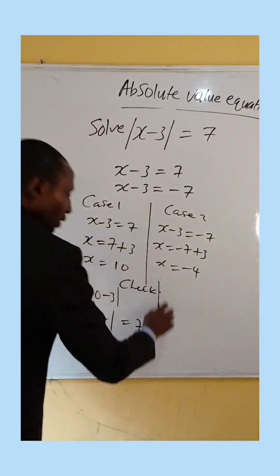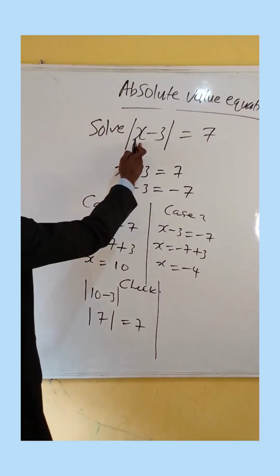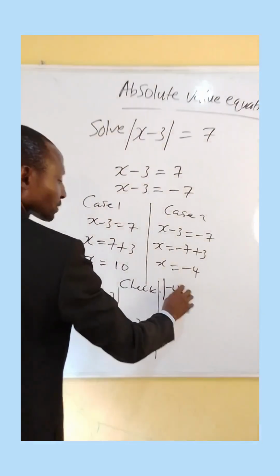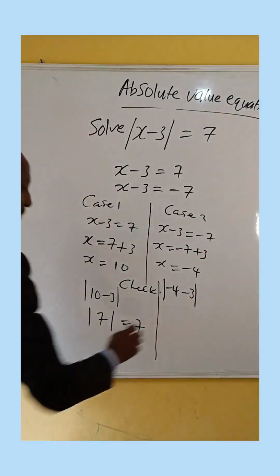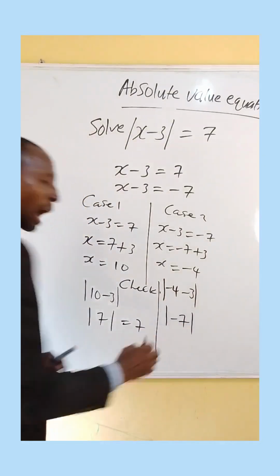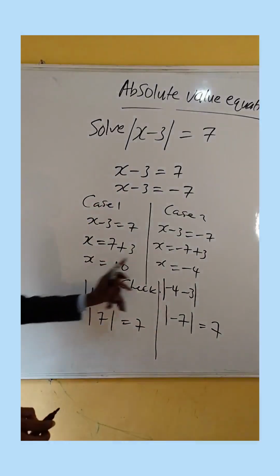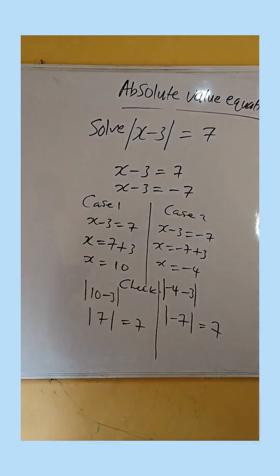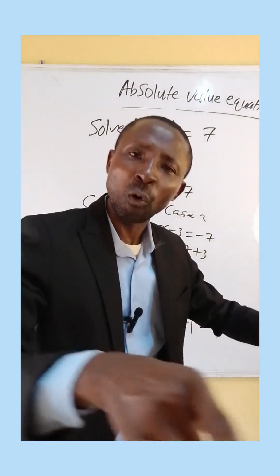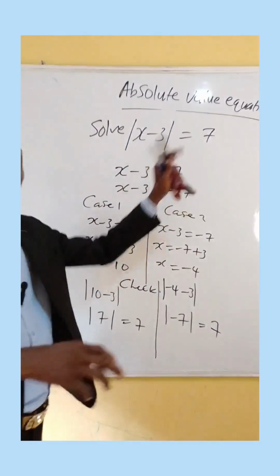Let's go to the second case. Let's check. So this is now minus 4. I have the absolute value of minus 4 minus 3. What would that give me? The absolute value of minus 7. And we all know that the absolute value of minus 7 will give us 7. So these two are solutions. x equals 10 and x equals minus 4 is the solution to this simple equation.